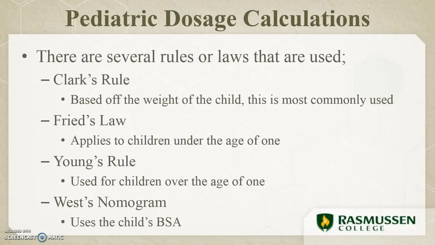Young's rule is something that we use after they turn 1 and typically up until the age of about 4 or 5. And the West nomogram is what we use for the child's, what we call their BSA, or body surface area. And we calculate that to get the appropriate dose for them based off of the adult body surface area, or adult BSA. Again, these can be very confusing if you're not looking at them right offhand and physically using them. So again, we'll be working with these as we come to class in day 1.